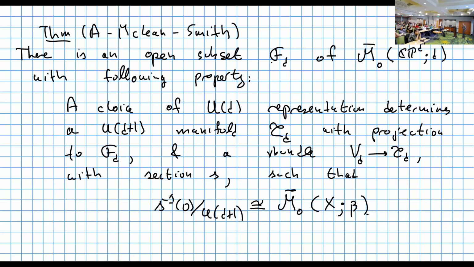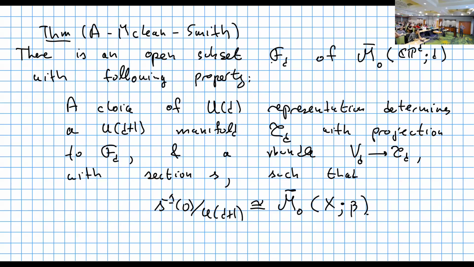Now I can tell you exactly what this open subset is, because we're working in genus 0. This open subset consists of curves whose image is not contained in any lower dimensional linear subspace of CP^D. Imposing this condition gets rid of any orbifold points. So F_D is in fact not just an open subset, it is a smooth manifold. Now this is an orbifold, okay? So this is a smooth manifold.